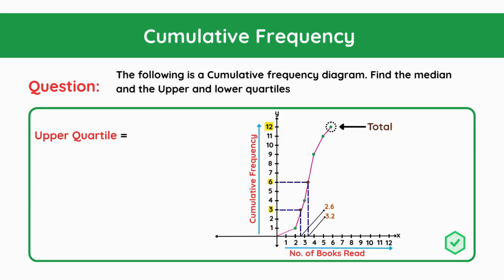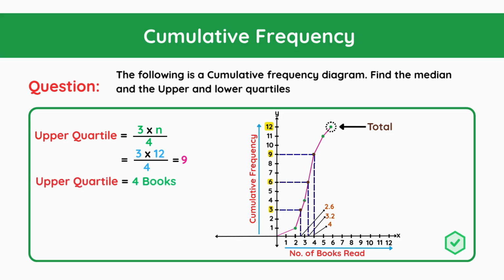Now the upper quartile, the value 3/4 of the way through. Its position is 3 times n divided by 4. That's 3 times 12 divided by 4, which is 9. So we want the ninth value. Go to 9 on the vertical axis, across to the curve and down. That reads off at exactly 4. So the upper quartile is 4 books.